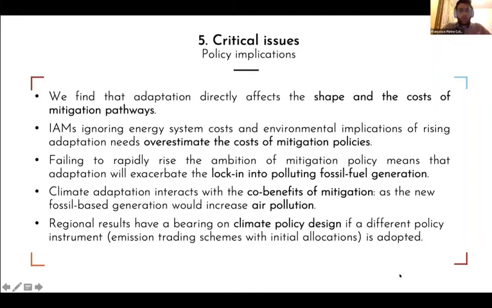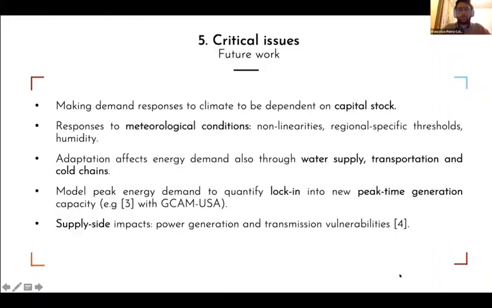And we also go on to quantify, in damage terms, the co-benefits of mitigation in terms of air pollution, which we see are reinforced when we also include this feedback. And we also point to the fact that regional results have a bearing on climate policy design, depending, of course, on the setting we're in.